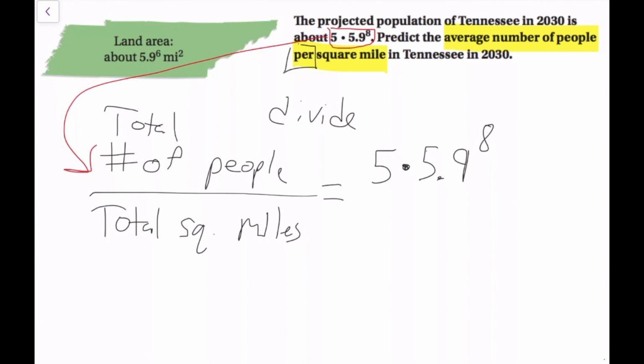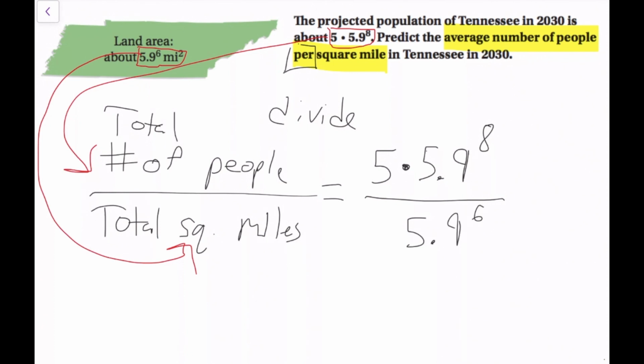And then on the bottom of the fraction, it says we have the total square miles of Tennessee. Now, that's probably not going to change anytime soon, so we're going to just assume that we can use the current value of their square miles for their area. So I can just plug in this value, 5.9 to the 6th power, into the total number of square miles. And that's going to give me, on the bottom of this fraction, 5.9 to the 6th power. So really, I just need to simplify this fraction.